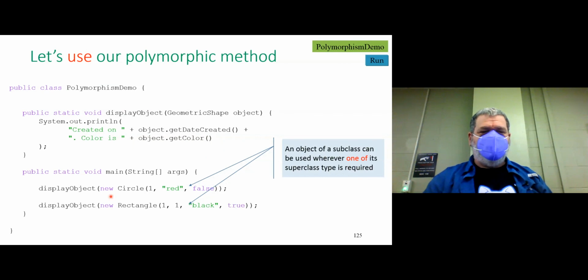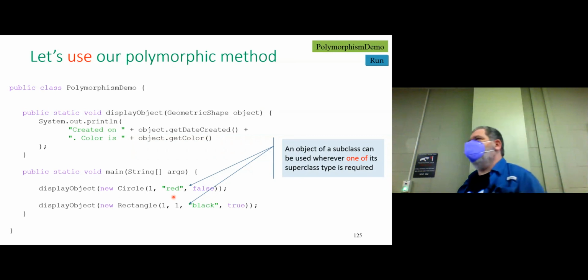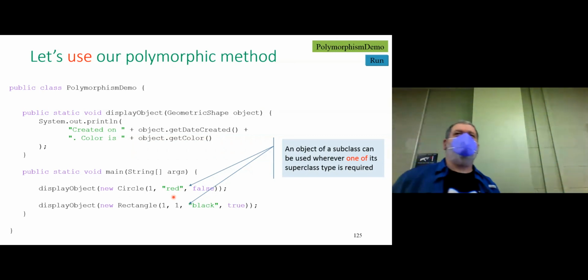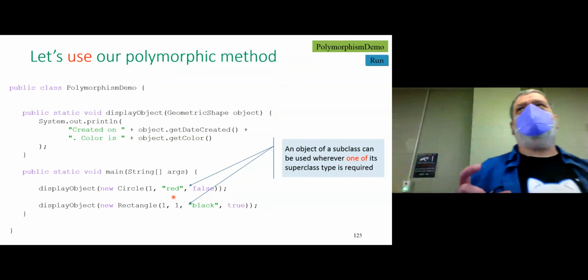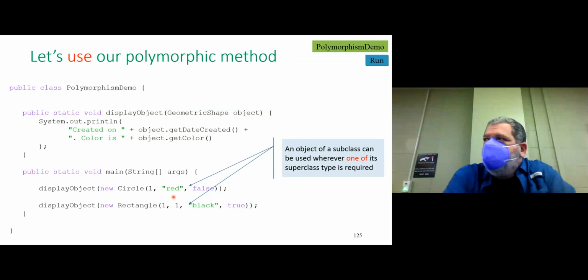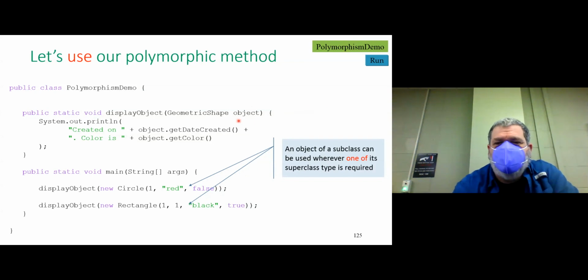and I call here new circle 1 red false. So 1 is a radius, red means the color, false is a boolean that says whether, when we display that circle on the screen, we want it to be filled with a color or not. So I create an object of class circle. I pass the reference of that newly created object as my argument to the method. So this method is going to get a parameter object here, and object is going to be set to the reference to that new object.